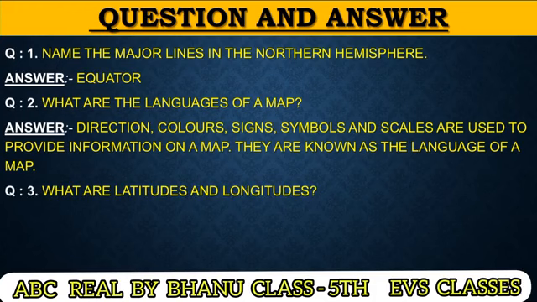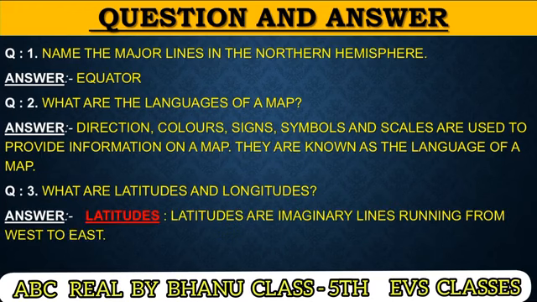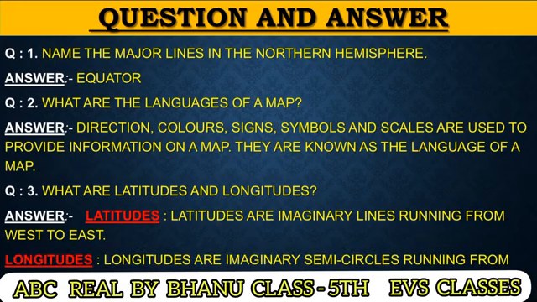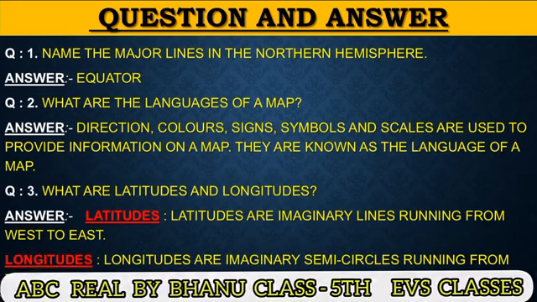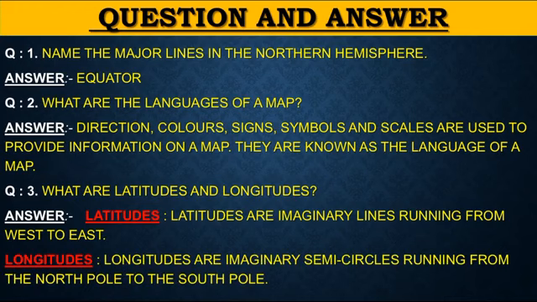Question number 3. What are latitudes and longitudes? At the starting, in new terms, we have discussed the meaning of latitudes and longitudes. So let us see the answer. Answer of this question is, latitudes are imaginary lines running from west to east, whereas longitudes are the imaginary semicircles running from north pole to the south pole.